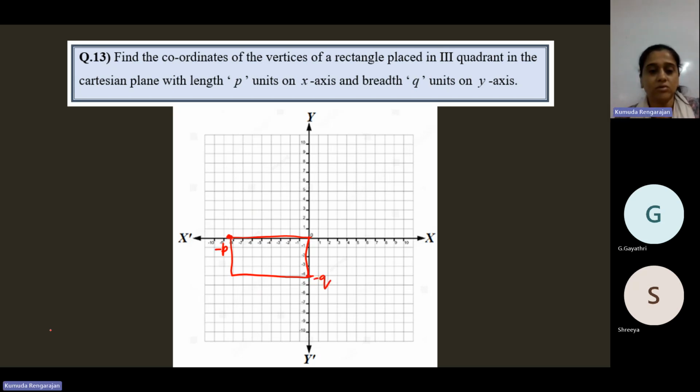So this one is minus p comma 0. This one is 0 comma 0. This one is 0 comma minus q. And this one? Minus p comma minus q. Correct? Yes.